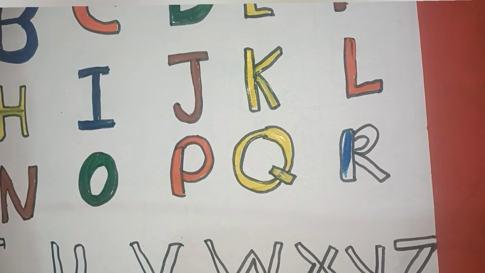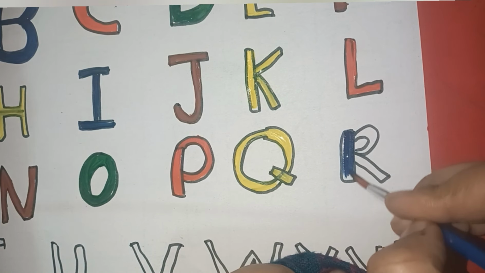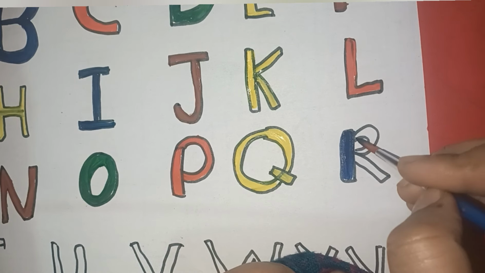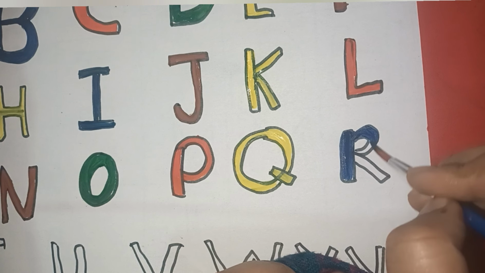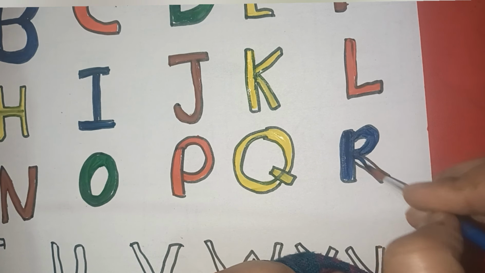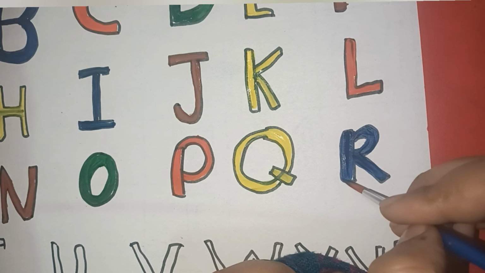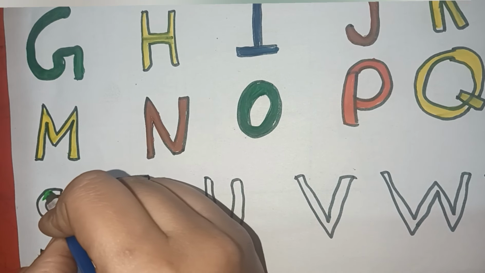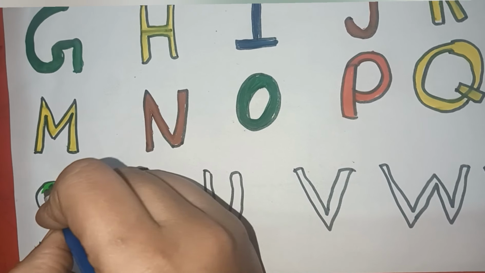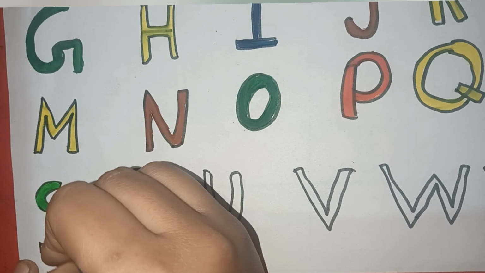R for rabbit. Blue color bachcho. Dark blue color bachcho. S for sun. Parrot color.